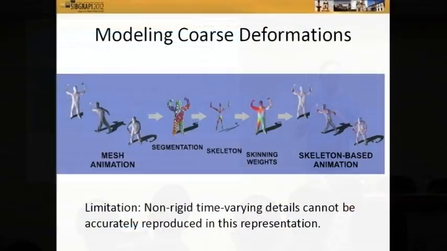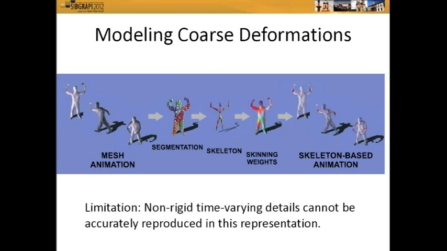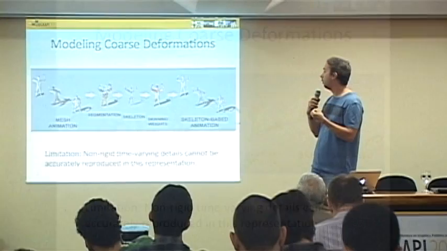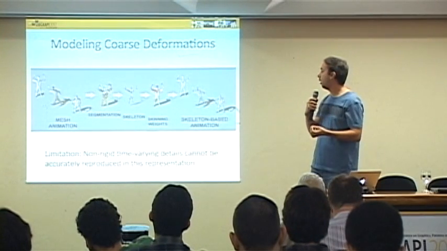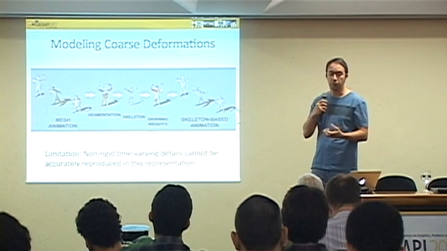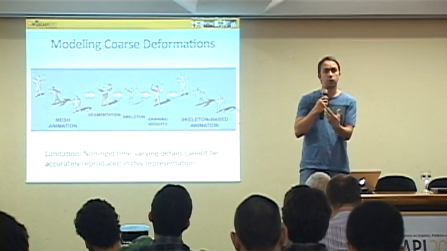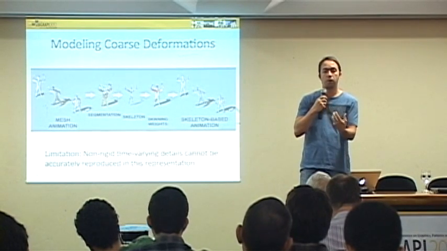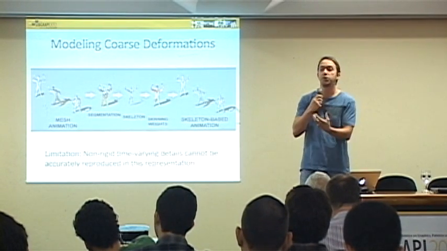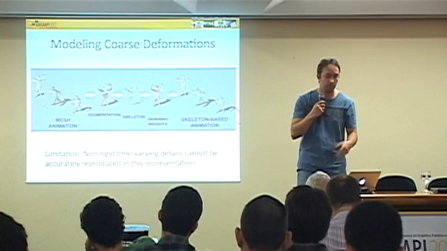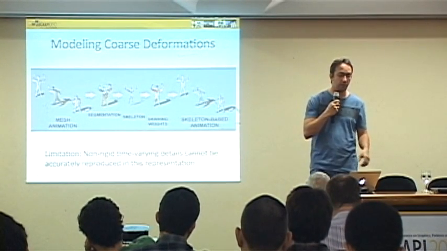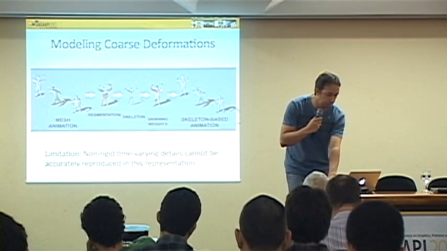So again, this was already done. I'm just reproducing what I did there, and as we see in the results, with this approach we still cannot reproduce the non-rigid time-varying details, because you're only getting the average model for every frame. You're not being able to get the important time-varying details.